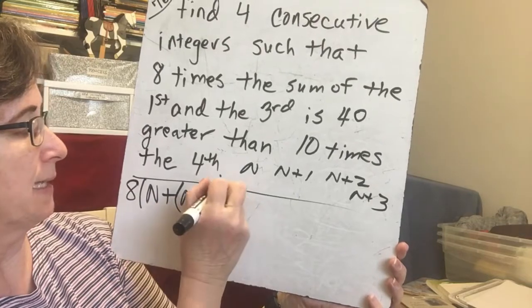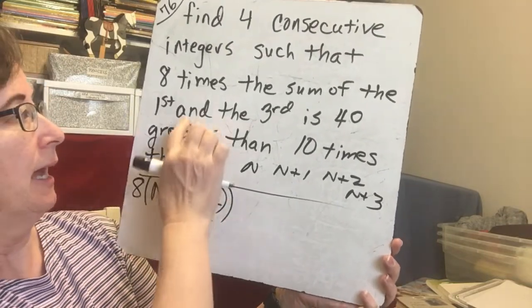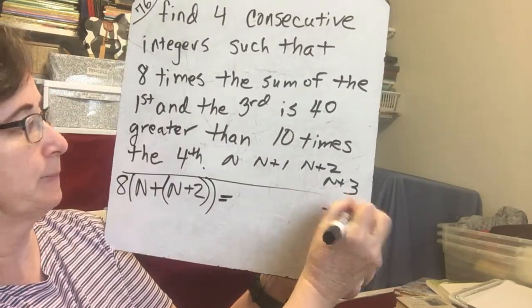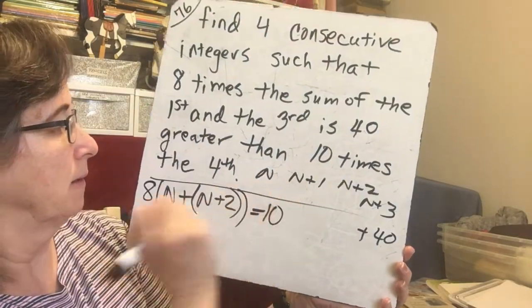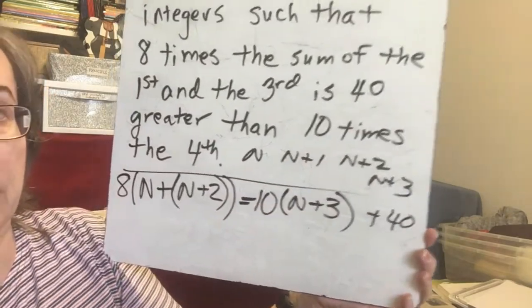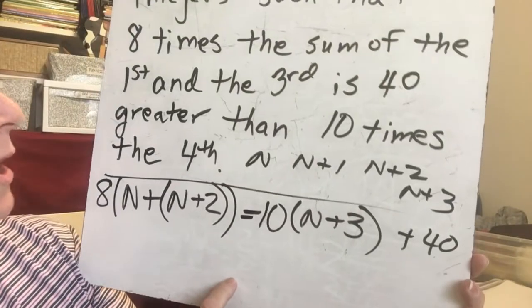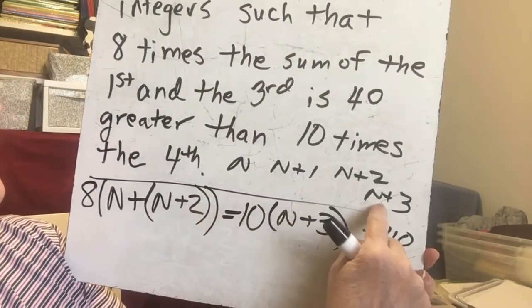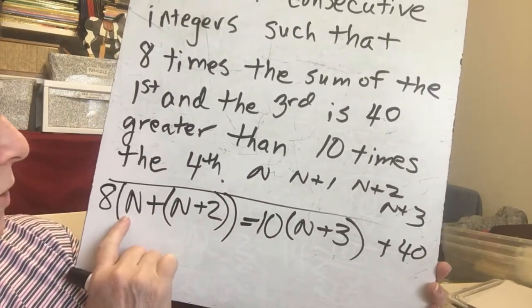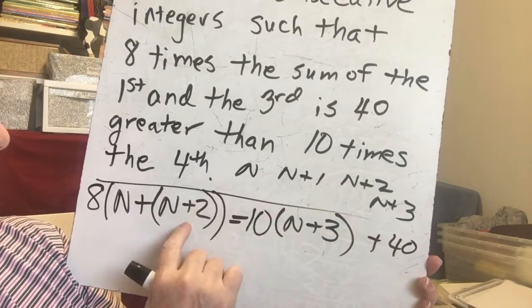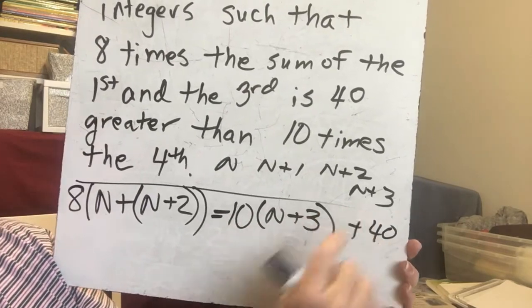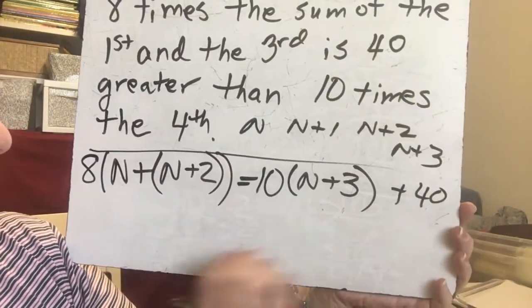You can put that in parentheses if you want. You don't have to. And that is 40 greater than, so plus 40 on the end, 10 times the fourth. And the fourth is n plus 3. So let's read it again and make sure that our representation is correct. Find 4 consecutive integers such that 8 times the sum of the first and the third, and that one is our third, is 40 greater than 10 times the fourth. All right, so it looks like our representation, our model, is correct.